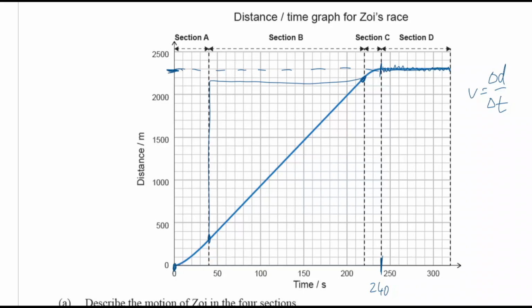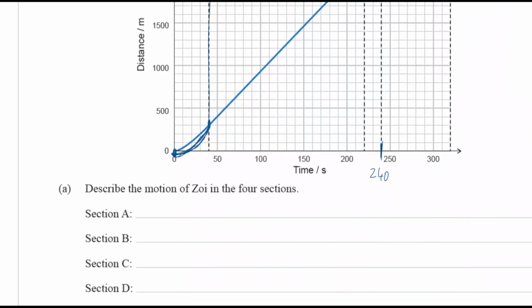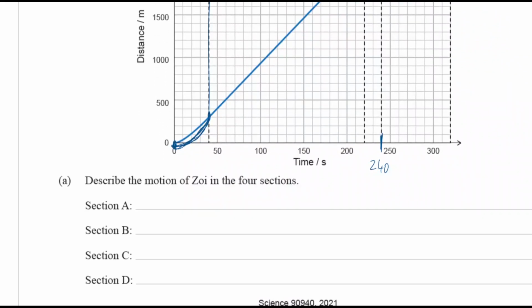However, in order to get moving at the start, Zoe would have to accelerate. That's why it's curved upwards like that. And then at the end, she might be braking. Maybe the finish line is here actually. And then in section C, she's decelerating. That's why it's curved downwards. So with those features in mind, we can answer the first question to describe Zoe's motion.